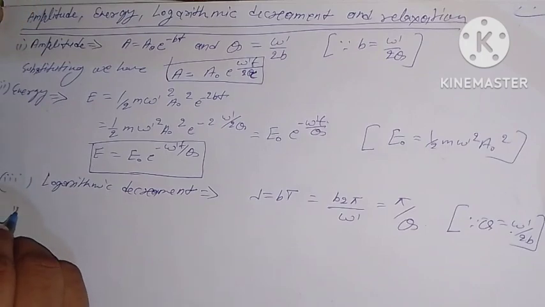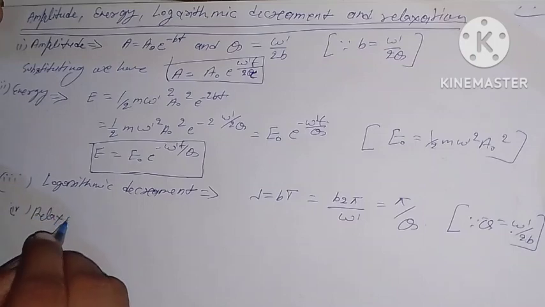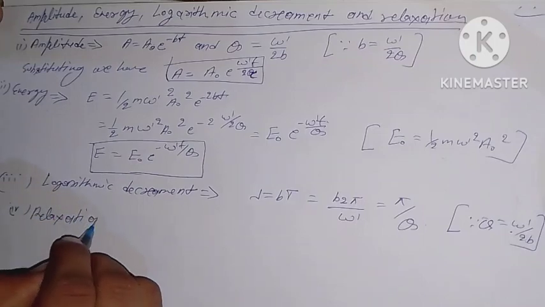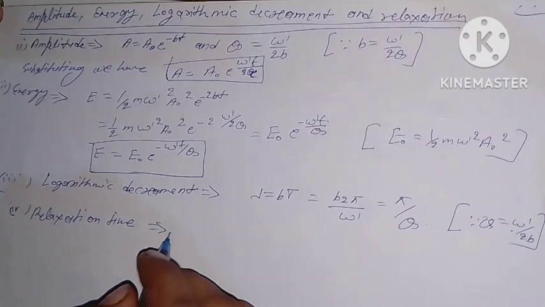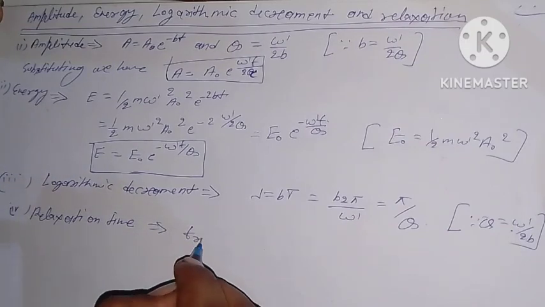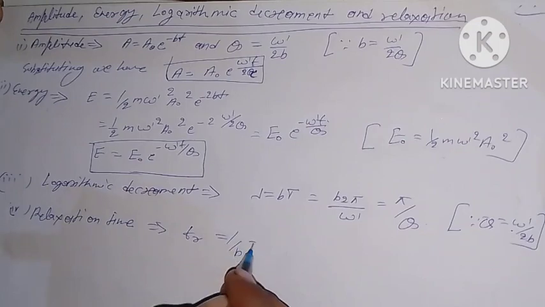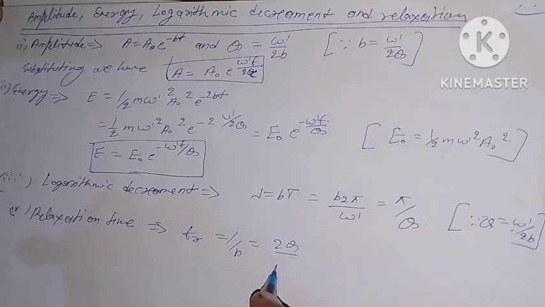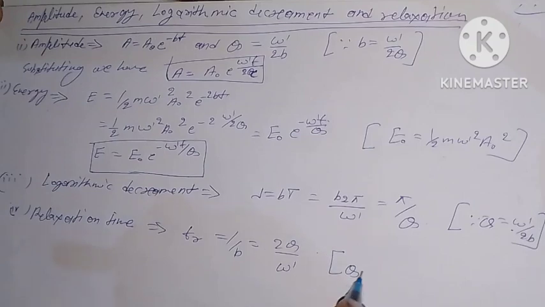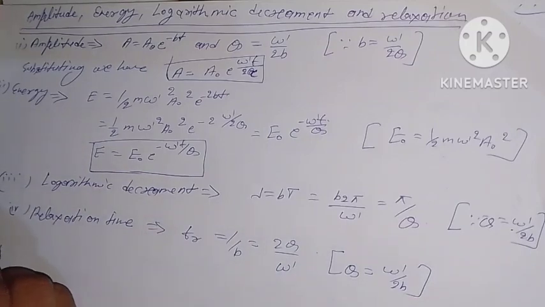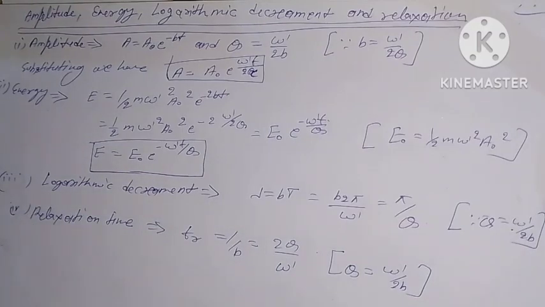And fourth point, relaxation time. Then tr equal to 1 by b, that is 2Q by omega dash, where Q equal to omega dash upon 2b.